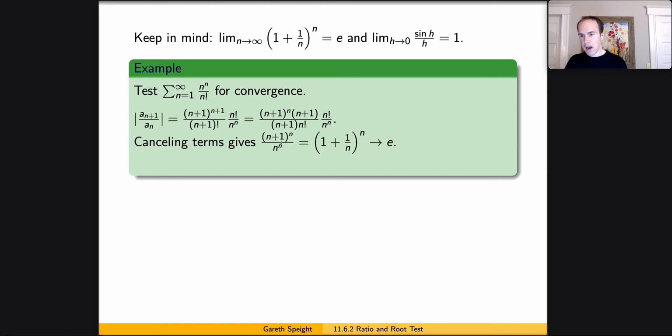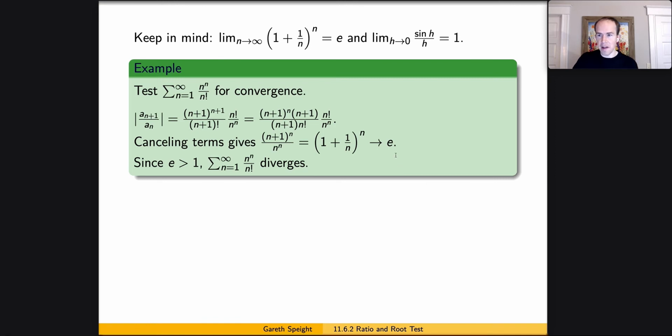And if we bring out the power n, this is the same as n plus 1 divided by n, all to the power of n. And n plus 1 divided by n is the same as 1 plus 1 over n. So we have 1 plus 1 over n to the n, which tends to e as n tends to infinity. Okay, so what have we done? We found the absolute value of a_(n+1) over a_n. This tends to e. And now e is strictly larger than 1. So this series diverges by the ratio test.